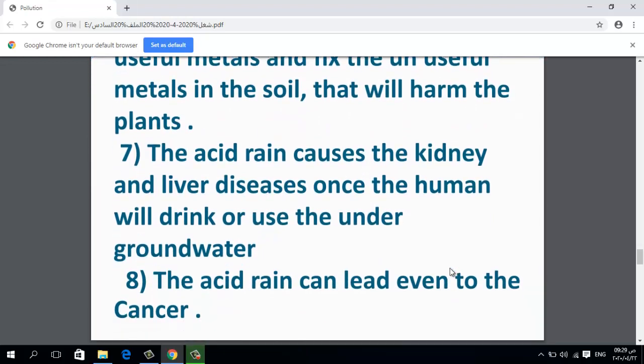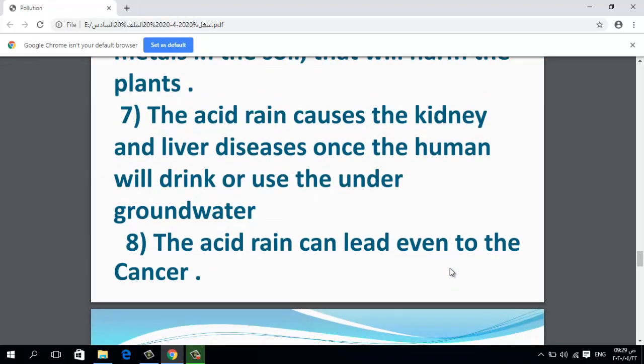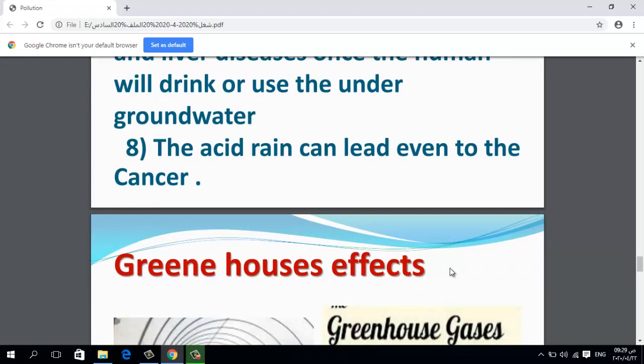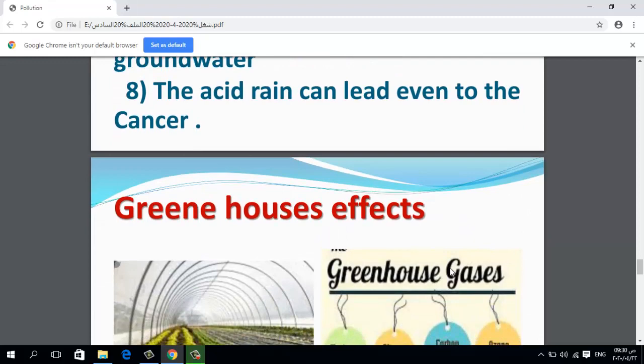Number 7, the acid rain causes kidney and liver disease. Now we start to talk about humans especially. Once a human drinks this water, I mean here underground water, the problem will start. Even it will lead to cancer sometimes.